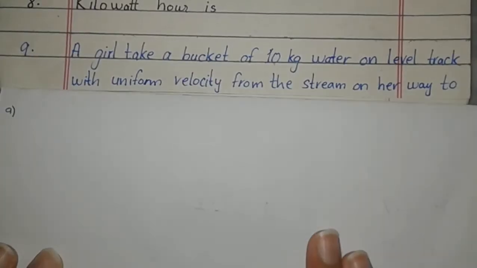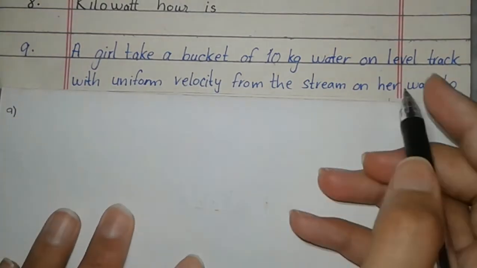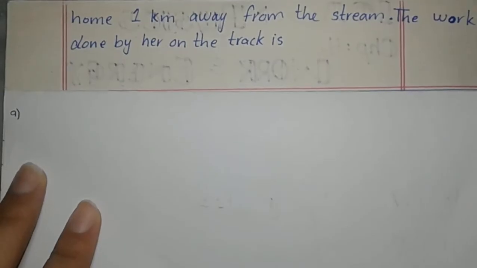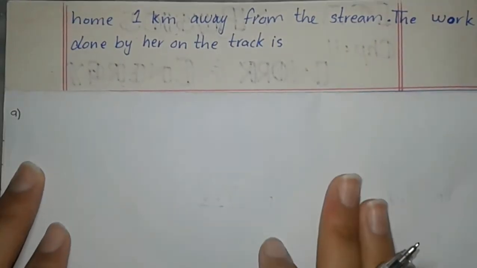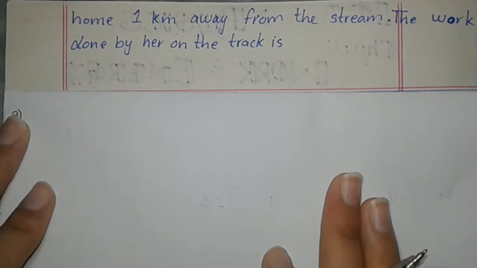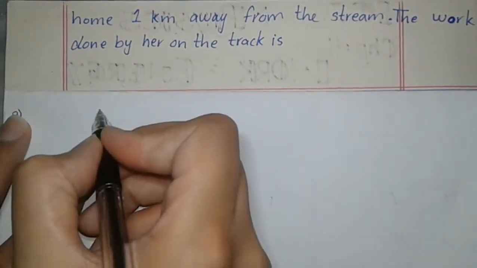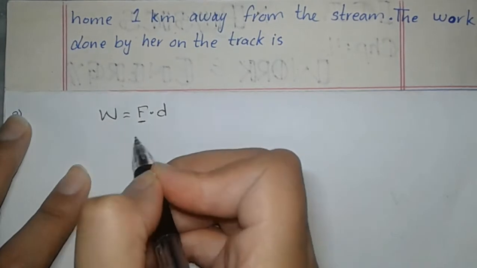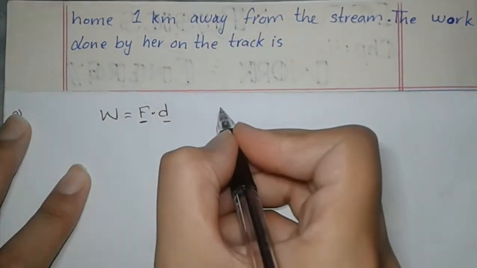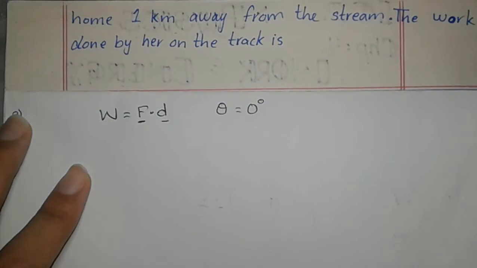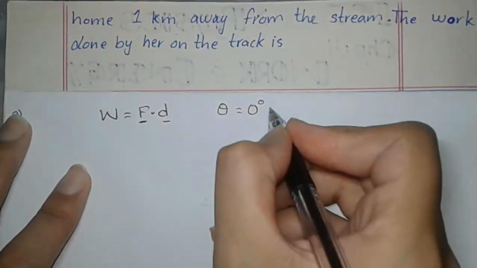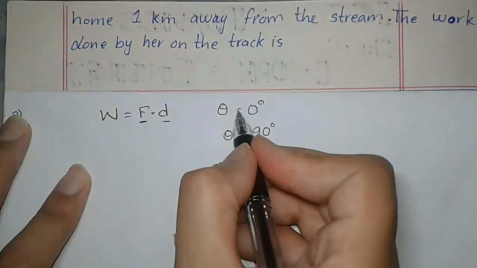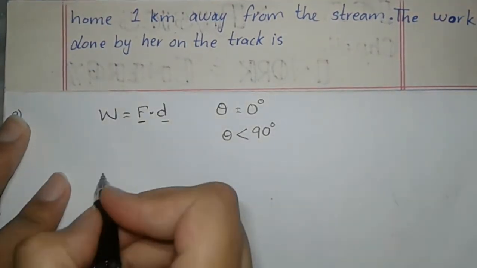The next one: a girl takes a bucket of 10 kg water on the level track with uniform velocity from the stream on her way to home 1 kilometer away from the stream. The work done by her on the track. So the work done by her will be 0, because we know that work is equal to force into displacement, and the displacement must be in the direction of force. The angle between force and displacement must be 0 degree, or it must be 0 degree or less than 90 degree.